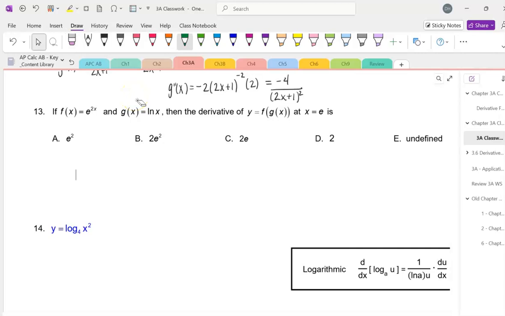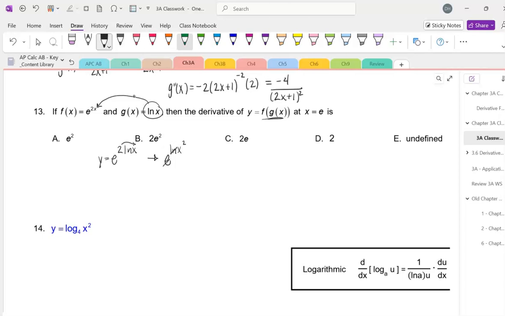Number 13, we have f of x and g of x, and the derivative of y equals f of g of x at x equals e is what? So if we don't have to necessarily use chain rule right here, we have the function g, so I can go ahead and plug that into x so that we have y equals e to the power of 2 natural log x. And then using our rules, I can go ahead and change this because numbers in front really go to the exponent. So it's really e to the power of natural log x squared.